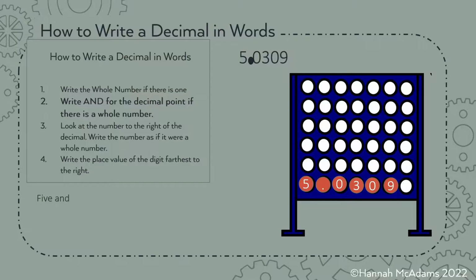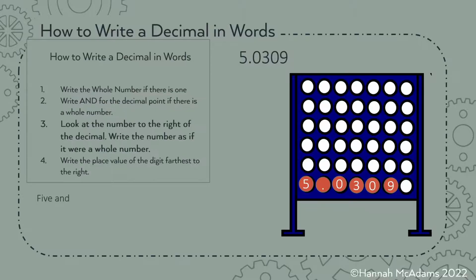Okay, now I want you to look at the number to the right of the decimal. We're going to write that as if it were a whole number. So I'm going to cover the decimal point and the 5, and I have 0309. Well, that first 0 doesn't really do anything. So I'm going to cover that up. It's just what we call a placeholder. So now these numbers are equal. This number equals this number, okay?